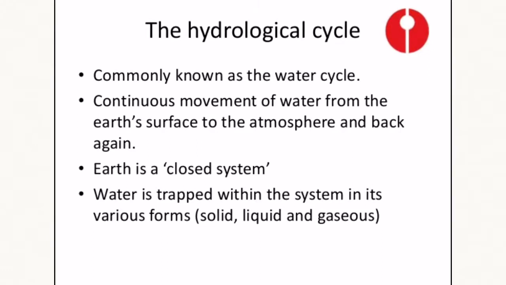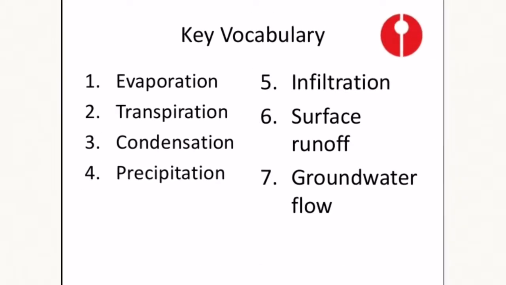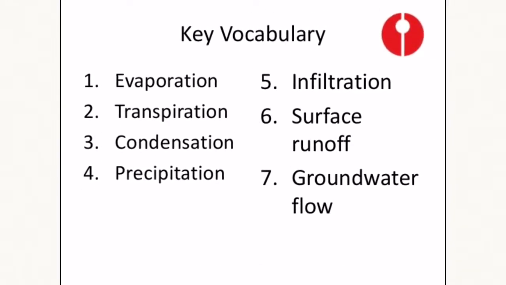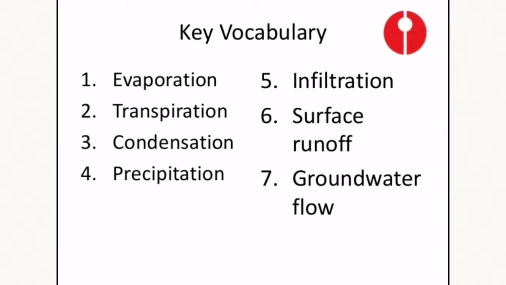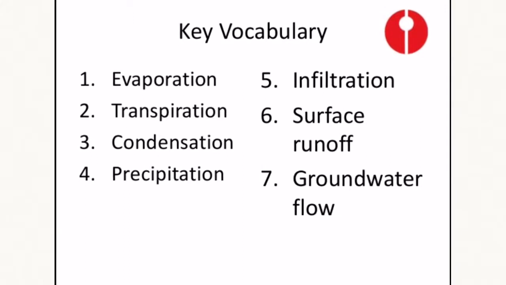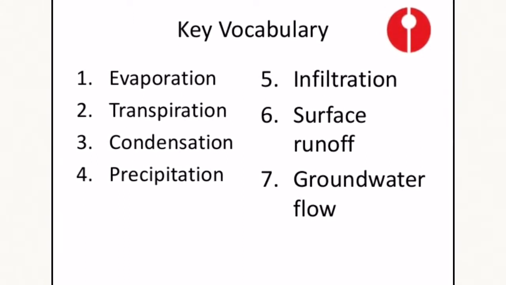Now, water on Earth, because it's a closed system, is trapped in various forms. You have solid water, liquid water, and gaseous water. This you have learned in primary school, and I will not spend more time on this. 7 key vocabulary that you need to know. You need to know how to spell: evaporation, transpiration, condensation, precipitation, infiltration, and surface runoff. Finally, you have groundwater flow.